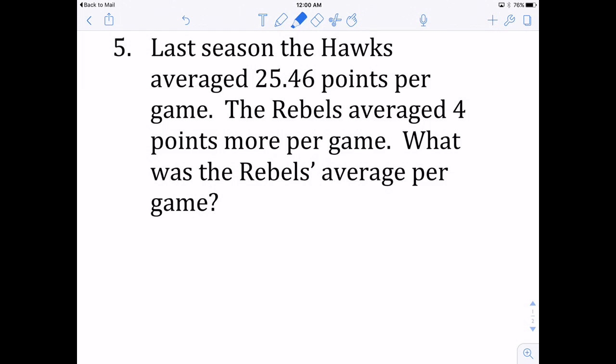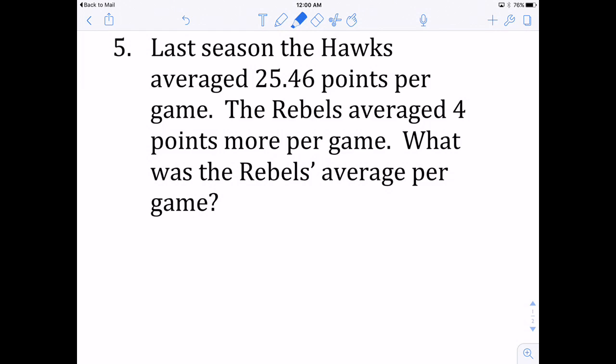We know the Hawks averaged 25.46, and we know that the Rebels averaged 4. Now remember, when we're dealing with whole numbers and decimals, if you have only a whole number, which is the case with this 4 with no decimal, go ahead and put a decimal out of sight to the right. We know it's there, we just don't see it. Go ahead and put it and fill in behind it with zeros just to make your life a little more simple when it's time to add and subtract.